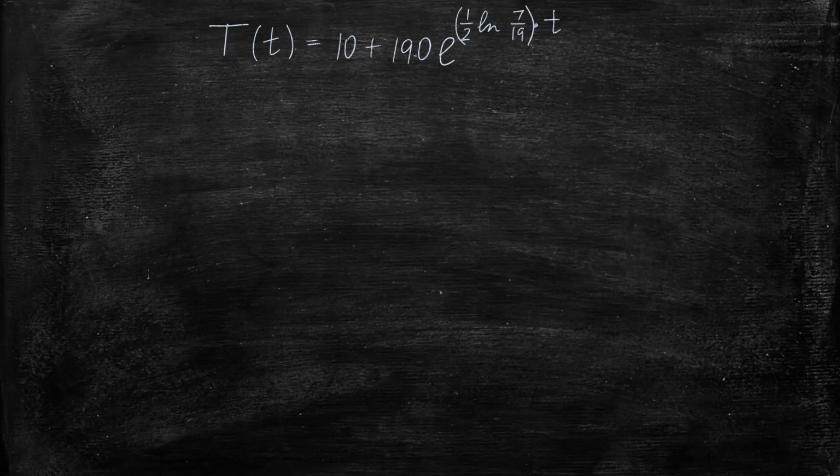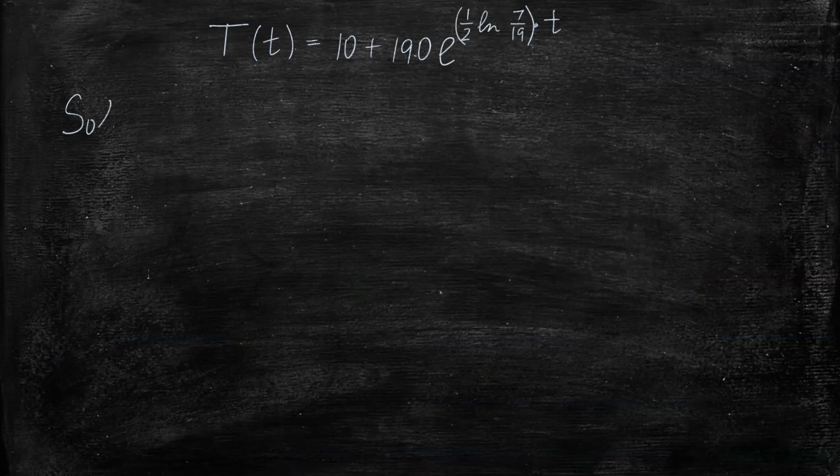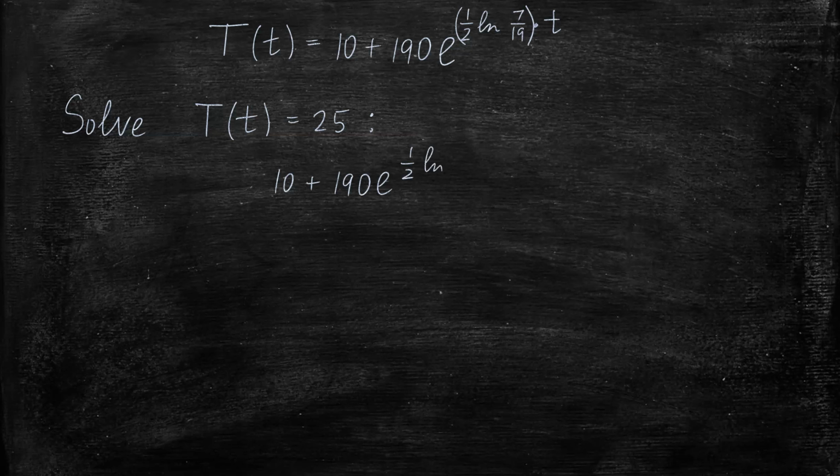And let's try to answer the question. The question was what? We have to find t, which gives us the output 25. So to answer the question in the problem, we have to solve the following equation. So T of t is equal to 25. That is, we have to set 10 plus 190 e to the power of 1/2 ln 7 over 19 t, and then it's equal to 25.